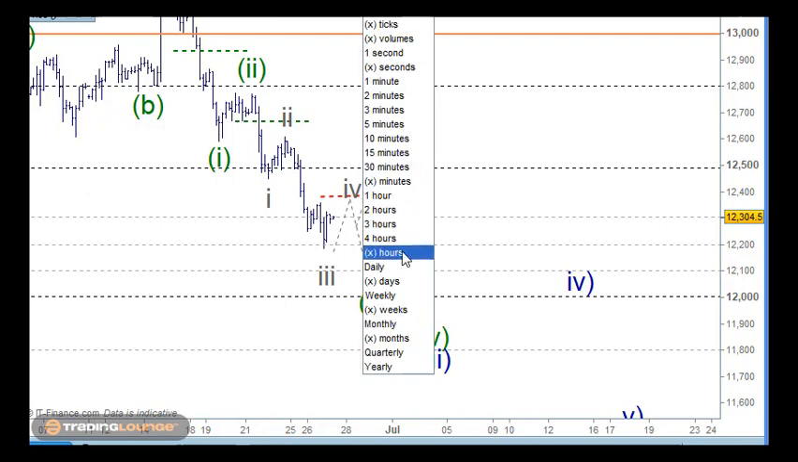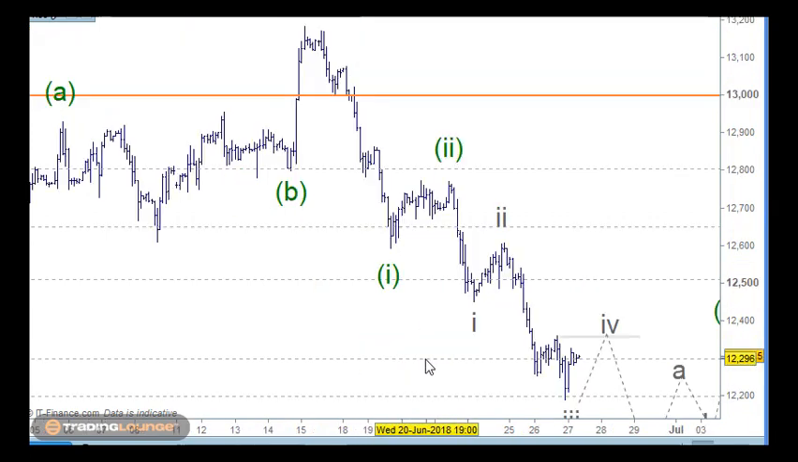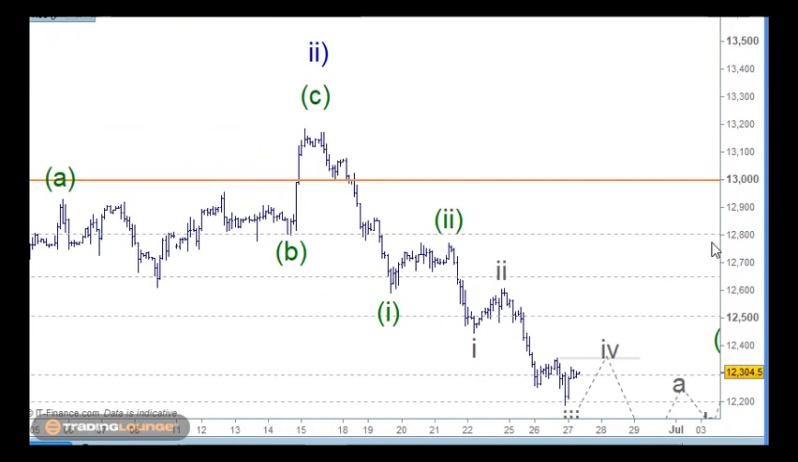So just to look at this in a bit more detail on the 2-hour chart here, I just want to grab something else here, which I had somewhere. Just bear with me a second. Okay, here it is.